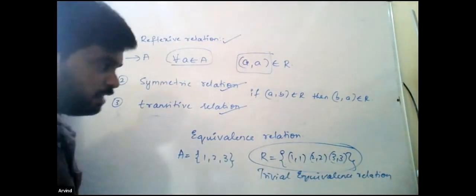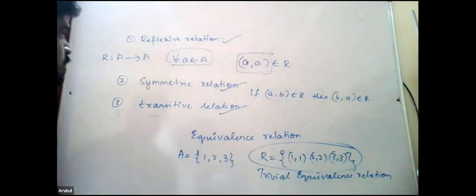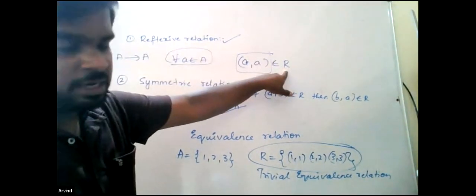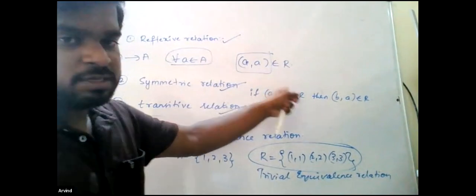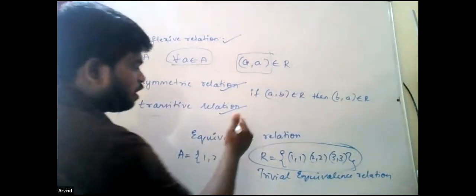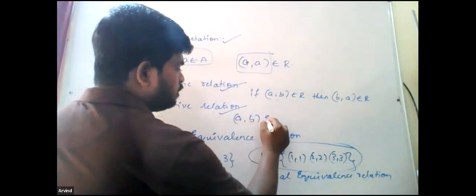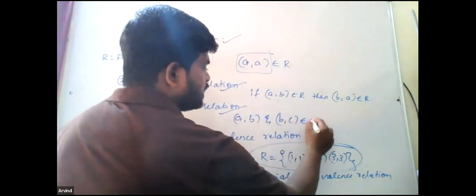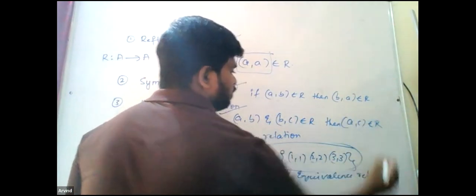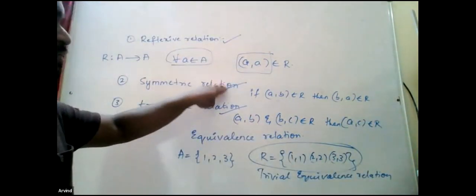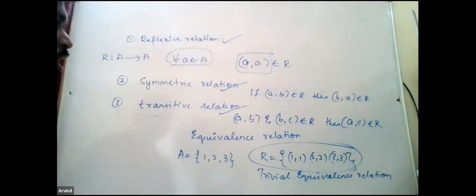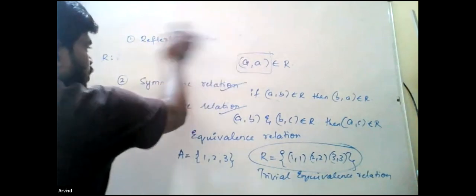Okay, so these are the different types of relations. Reflexive means for all elements, (a,a) should be in R. If (a,b) is there, then for symmetric, (b,a) should also be there. If (a,b) and (b,c) are in R, then (a,c) should be in R for transitive. If reflexive, symmetric and transitive are all three, we call it an equivalence relation. Okay, now let's solve problems on this.